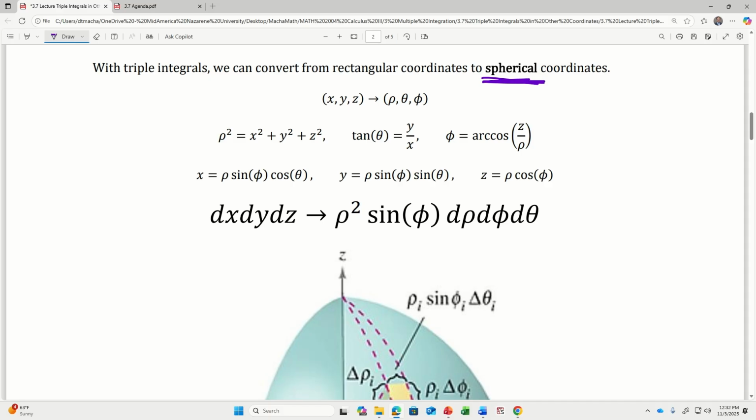If you're a big fan of GPS, theta would tell you your longitude, and phi would tell you your latitude. I don't know if that's helpful or not. I don't know if you guys do that.